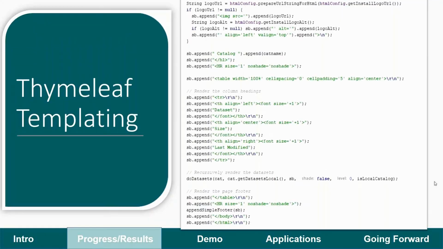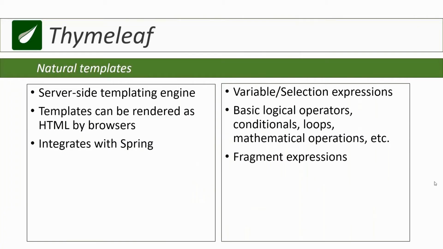So the first part of that's the Thymeleaf templating, which used to look like this. This is how we built the very top of the dataset view page, piece by piece with little HTML strings. We chose Thymeleaf for the templating system. Well, Christian chose Thymeleaf because it's a server-side templating engine. It's really fast. The templates are natural templates, so they can be rendered as HTML by the browsers, and it integrates really well with Spring, and a lot of TDS uses Spring.